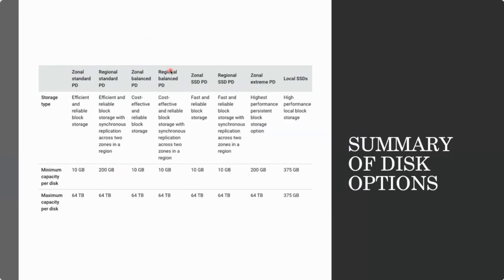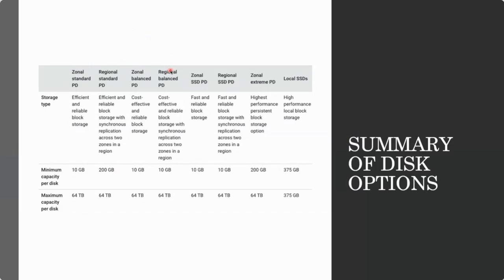If you need a disk that is very high in terms of IOPS, you can always use zonal extreme PDs as well. The cost also varies: on the left-hand side the cost is the lowest, and as you go to the right-hand side the cost keeps increasing, except for local SSDs, which have a fixed cost built into the instance itself.